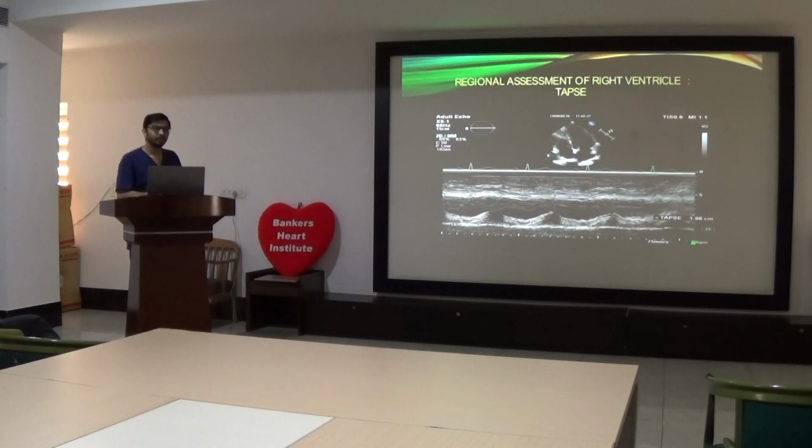So roughly, if you have to comment on RVEF, how much will the RVEF be from TAPSE? Not the true one, but roughly. Basically, if the TAPSE value is 2, then it is 50%. If it is 1.5 to 2, the EF is decreasing. Roughly, you multiply by 3, like 1.9 centimeter is 19 millimeter. 19 multiplied by 3 is your RVEF.